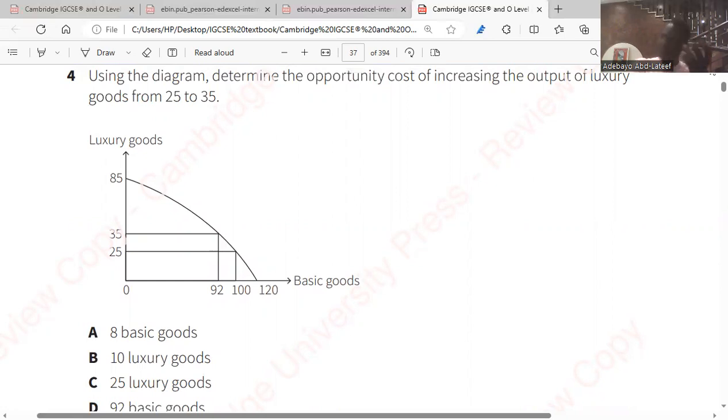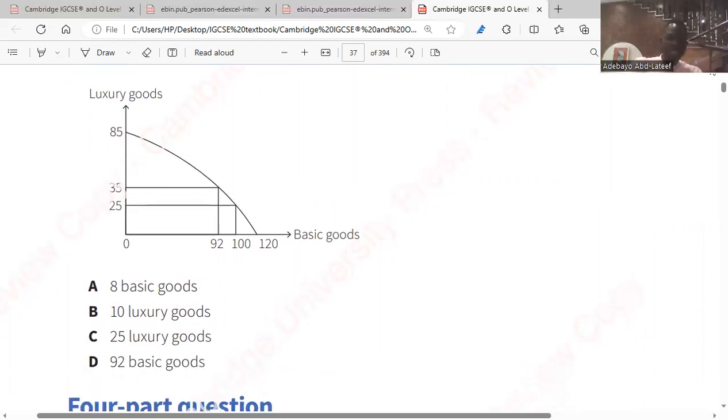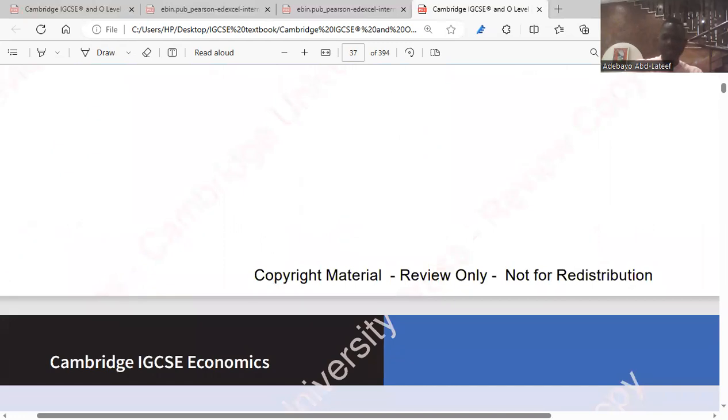Eight basic goods. Because if you are increasing your production from 25 to 35, it means you reduce your production of basic goods from 100 to 92. That's 8 basic goods. So that means 100 minus 92, which is 8. 8 basic goods. Clear, right?